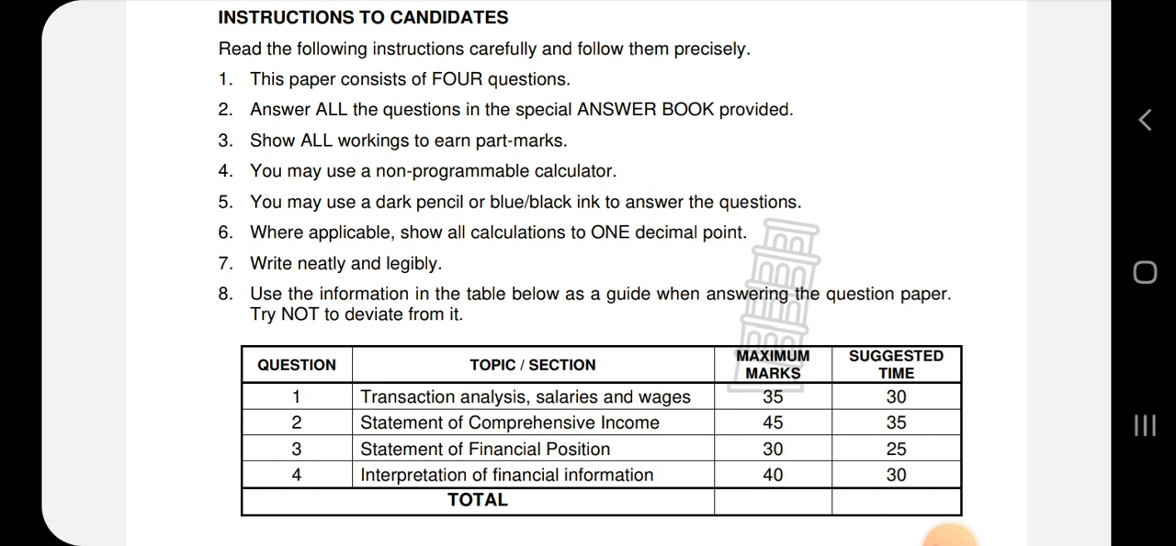So I would advise you, stop writing only the final answer. It will not work for you. Start also writing your calculations. You may not use a programmable calculator. You may use a dark pencil.